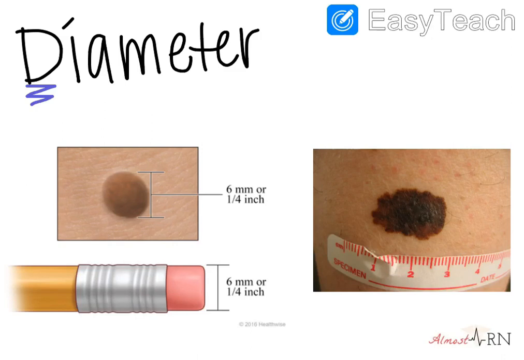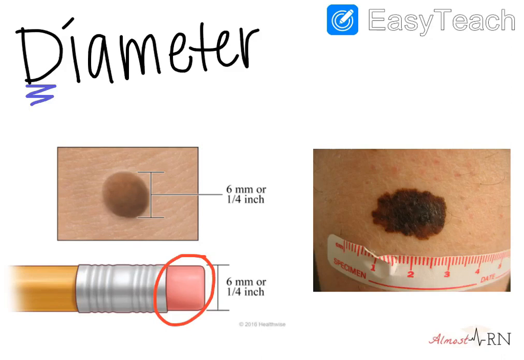D stands for diameter. We don't want our moles to be too big. We want our moles to be 6 millimeters or 1/4 of an inch or smaller. And that is the tip of a pencil eraser. So that can be something that you keep in your pocket, or if you can just have that in memory. We all know about the size of the tip of a pencil eraser. So just know that anything above that might be a red flag.